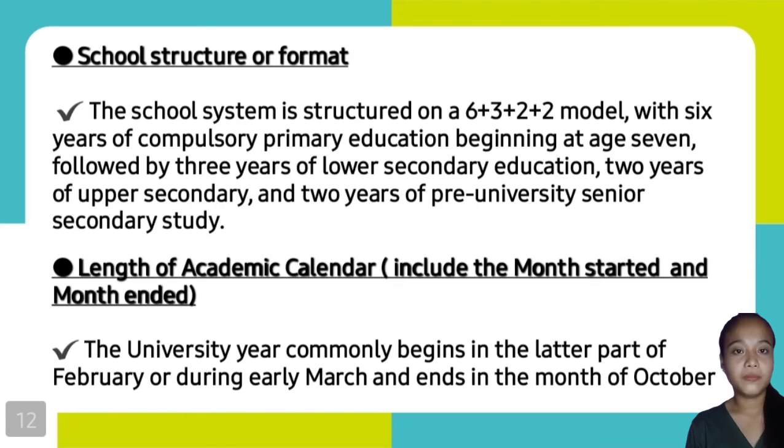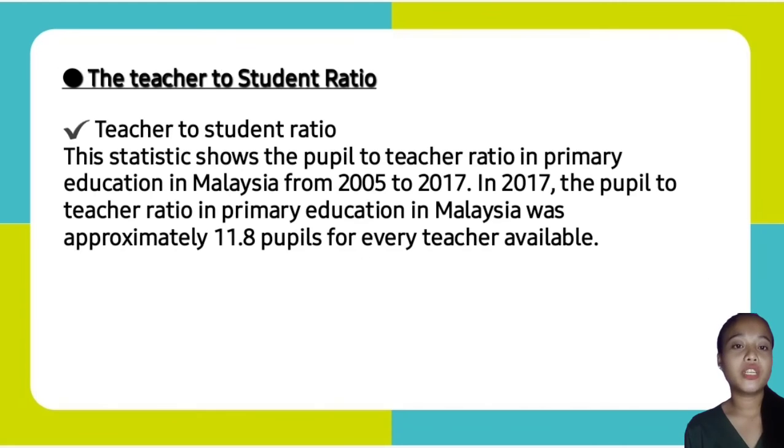Length of academic calendar, including the month started and month ended. The university year commonly begins in the latter part of February or during early March and ends in the month of October. Teacher to student ratio.